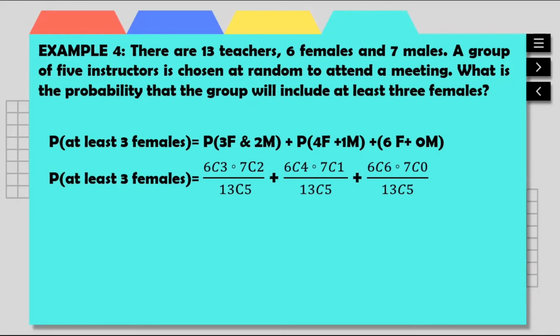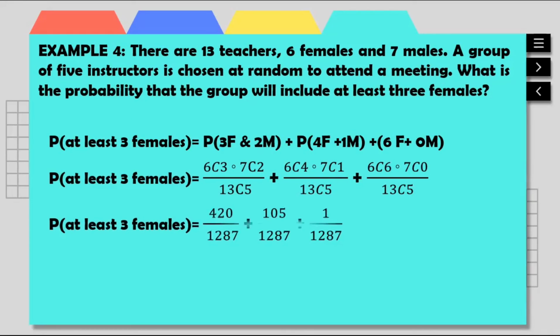The probability of at least 3 females is equal to 420 over 1287 plus 105 over 1287 plus 1 over 1287. You add all of these with the same denominator. The probability of at least 3 females is equal to 526 over 1287.